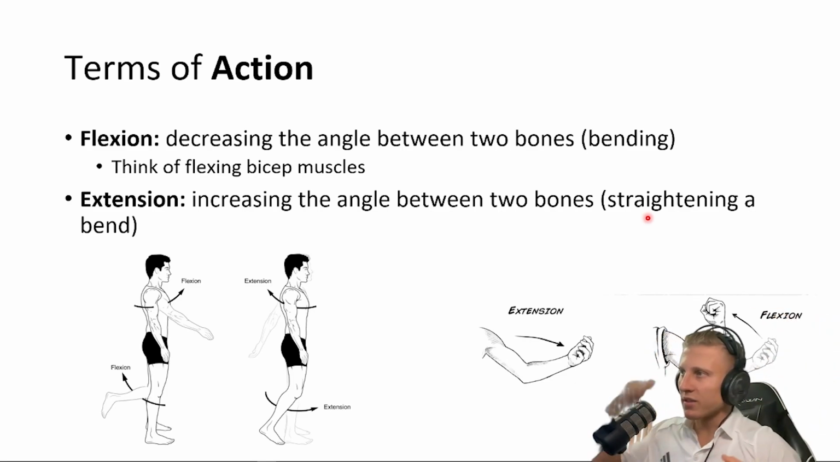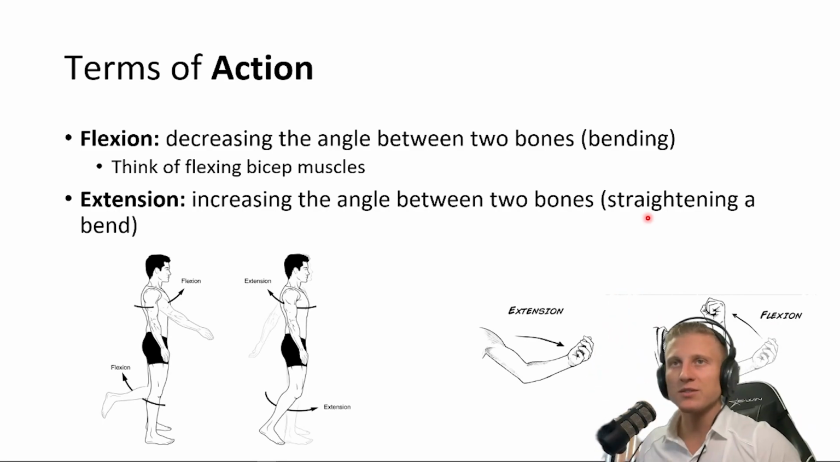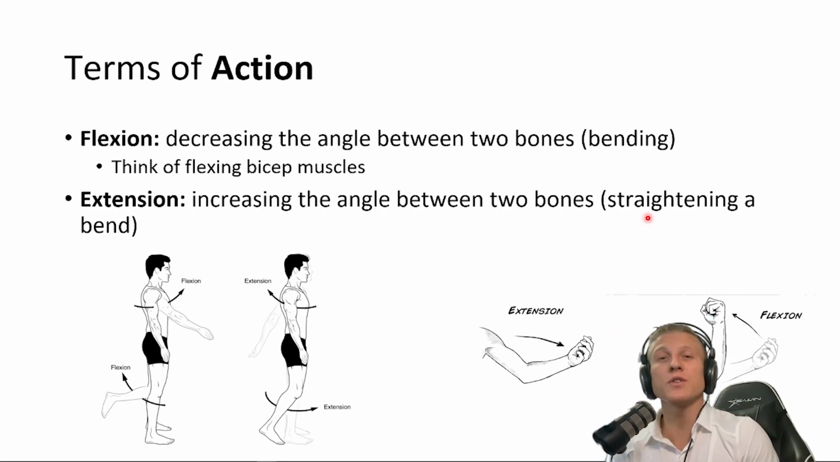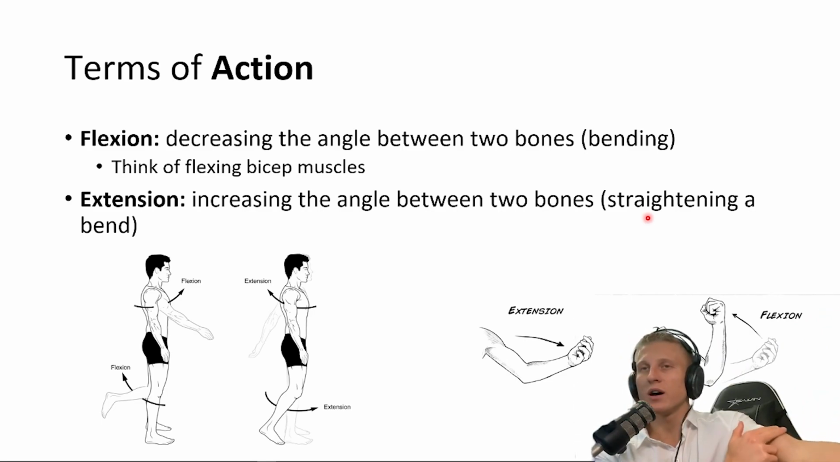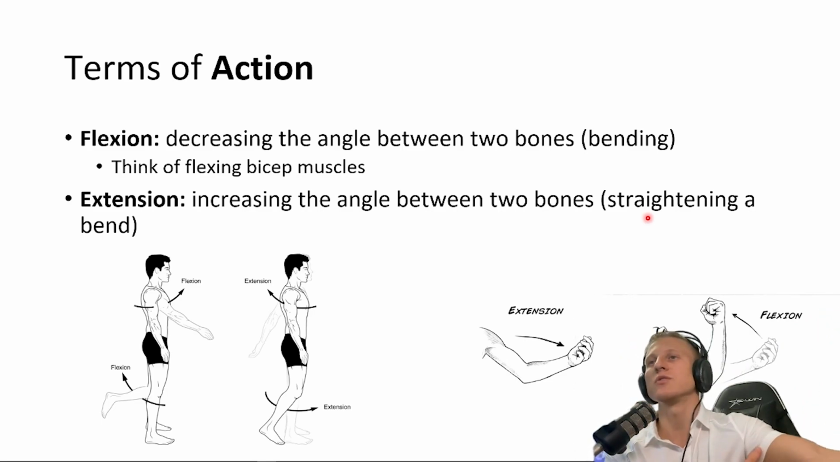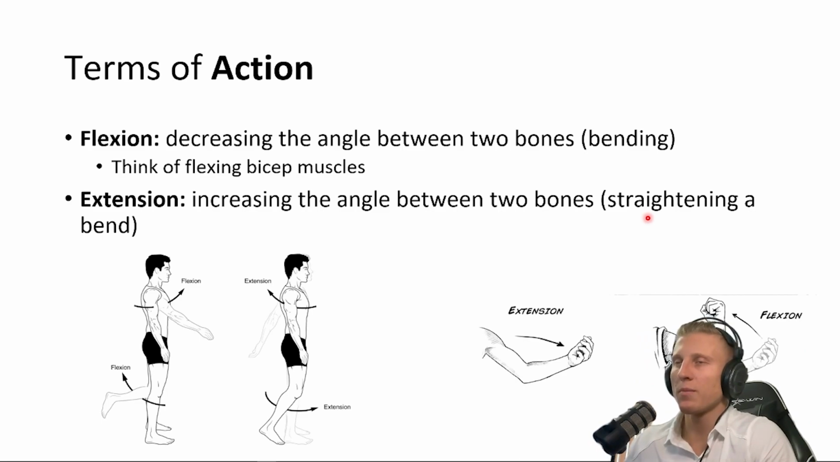I've got to work within the limits of the edge of my green screen. Conversely, we have extension, which is increasing the angle of a joint, okay? That would be the work of the tricep to straighten the arm.